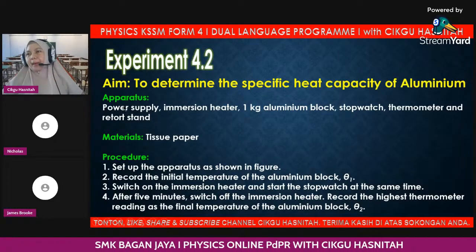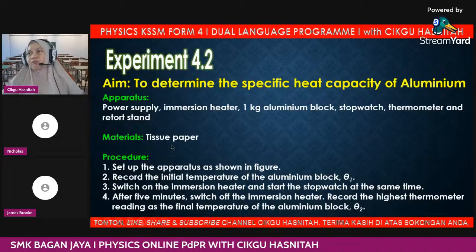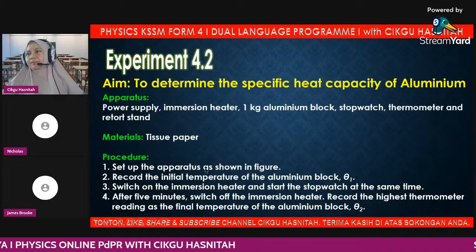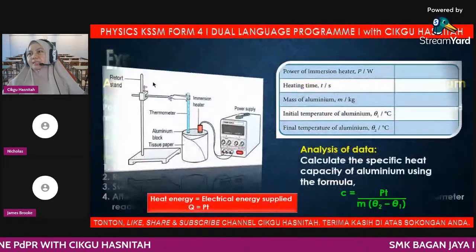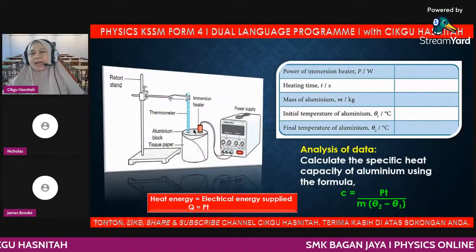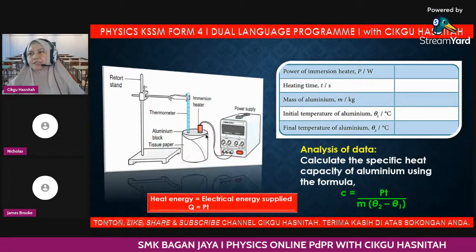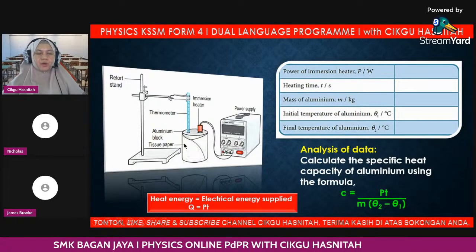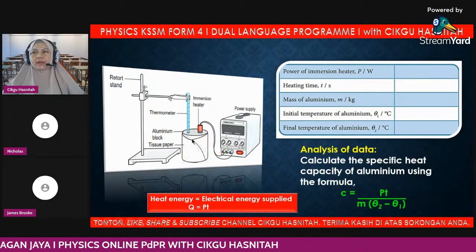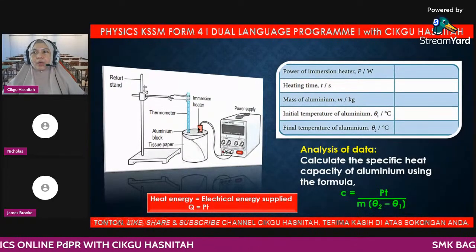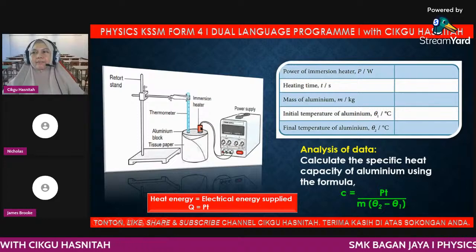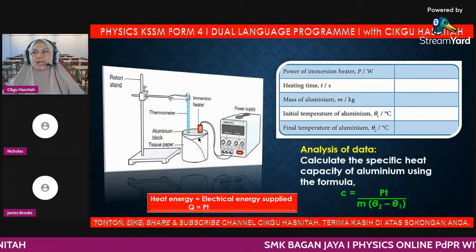So this is the apparatus and material required for aluminium. Okay, so this is the setup of the experiment. This is the aluminium block, as you can see in the figure. And again, it is wrapped with tissue paper, or we can use a cloth to wrap the aluminium block. And this is where we place the immersion heater to supply heat to the aluminium block.